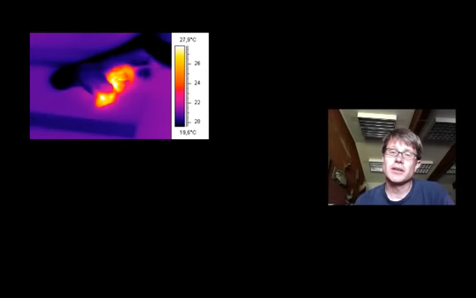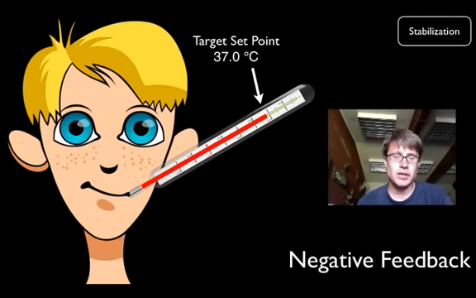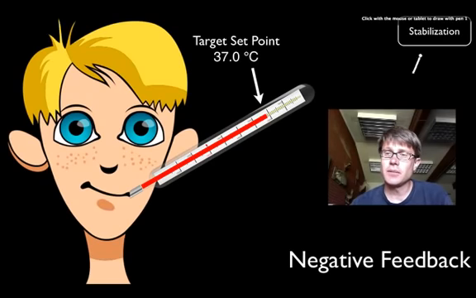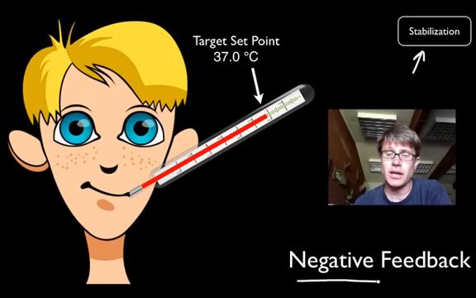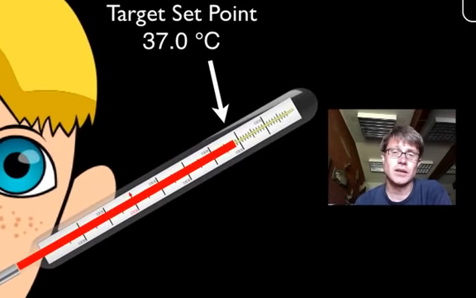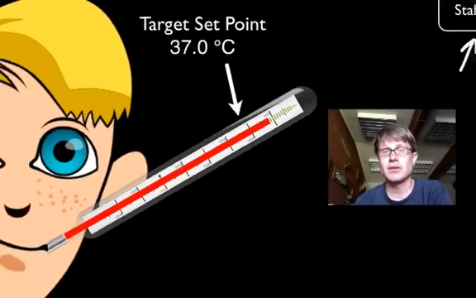So let's see how that works in a mammal. In humans, we use a negative feedback loop to maintain our constant body temperature. Our constant body temperature is around 37 degrees Celsius, or about 98.6 degrees Fahrenheit. So we use a negative feedback loop to maintain that. Let's say we put a thermometer in this kid's mouth and the temperature all of a sudden increases.